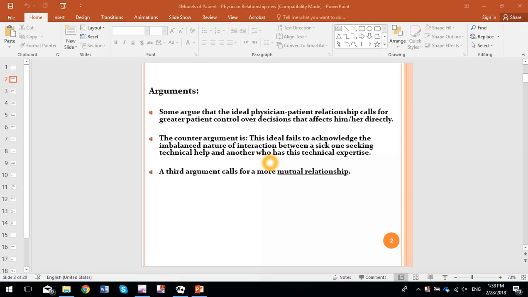Now, how the argument goes is related to what's the ideal relationship between the physician and the patient. Some argue that the ideal physician-patient relationship calls for what? For greater patient control over decisions that affect him or her directly. These are the proponents of the patient role in the decision-making process: that the patient has to be given more control over the decisions that affect him.